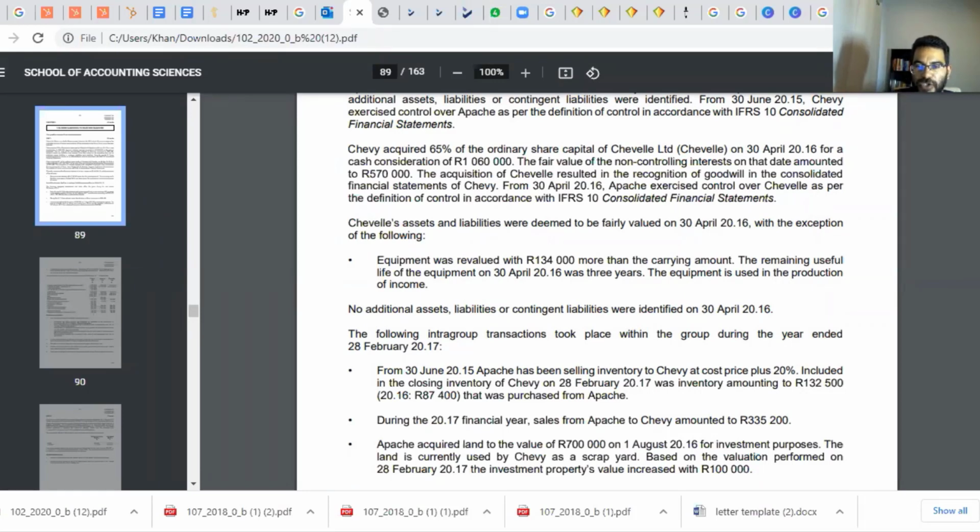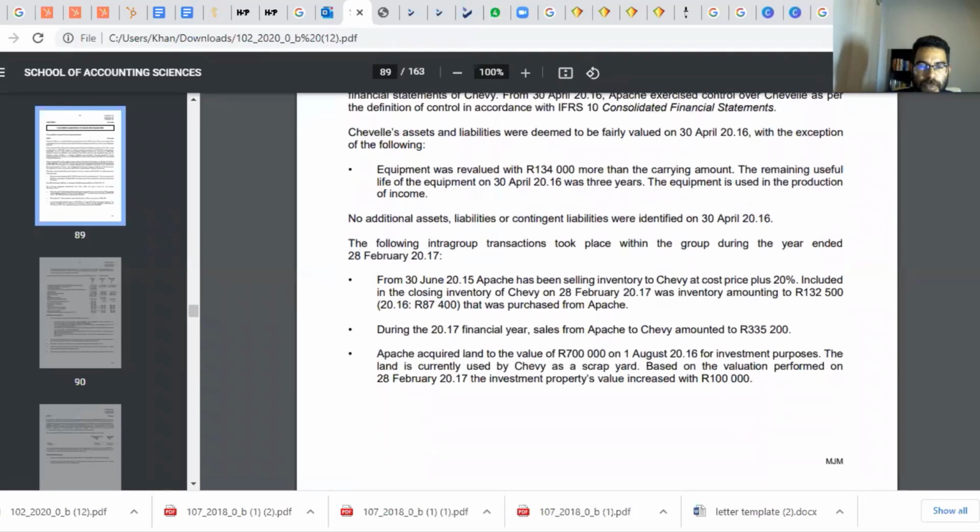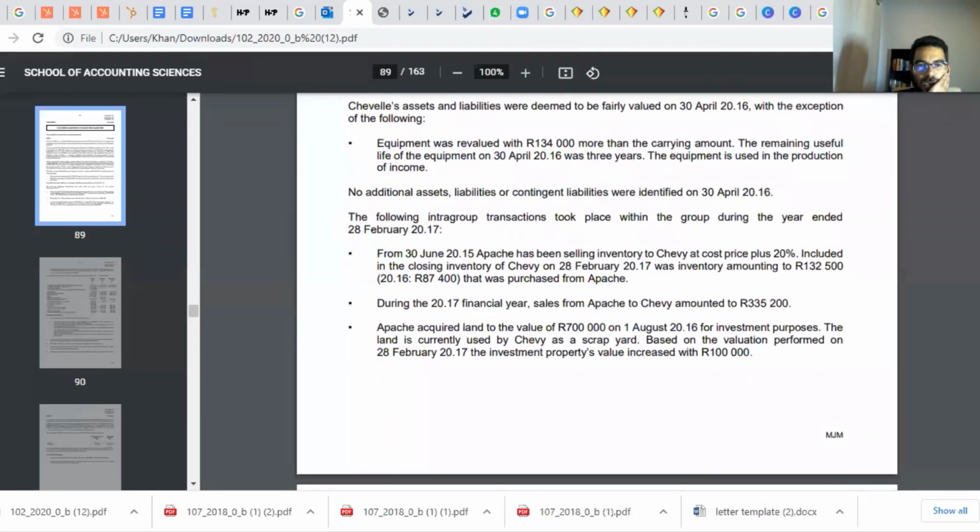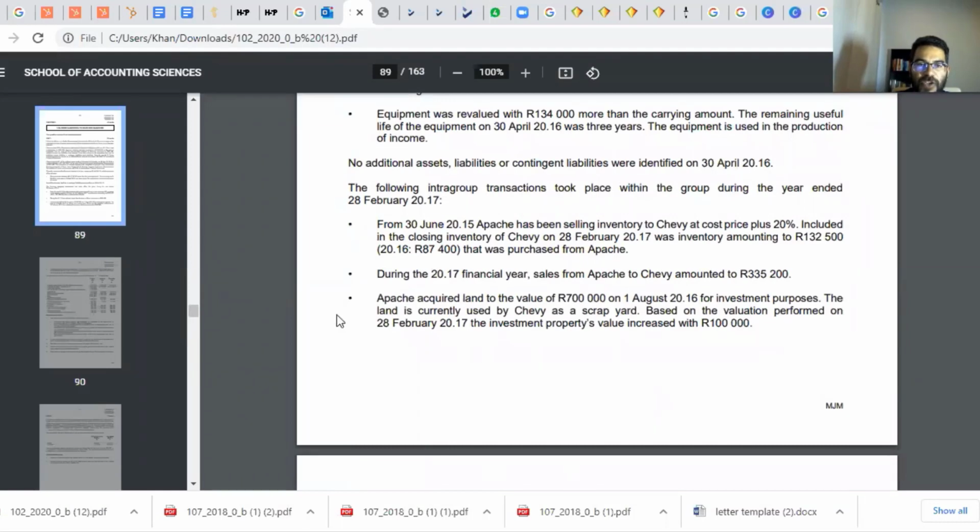Now let's go into our intergroup transactions. And then they're just telling you this over here. No additional assets, liabilities, or contingent liabilities were identified. So that sentence is going to come often through. Okay, so just be aware and remind yourself, what does that mean?